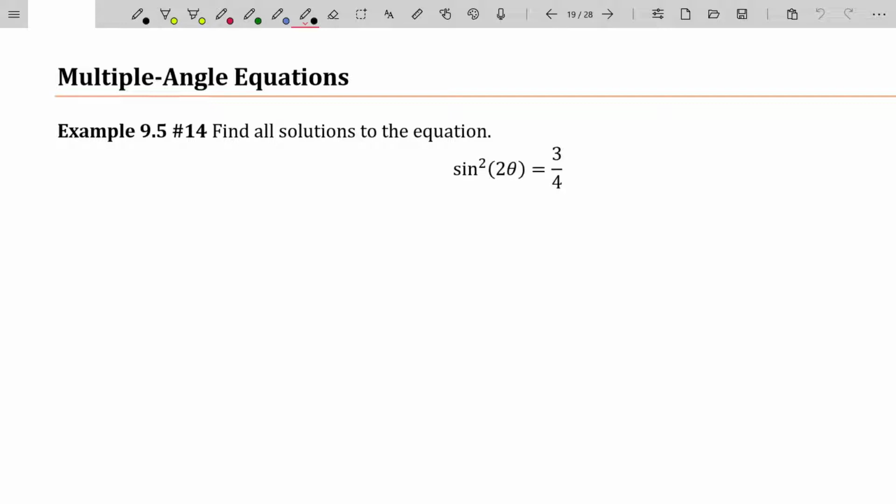This is the fourth video in a series on solving trig equations. The first one was all about the concepts behind solving trig equations, and I had some good advice in there. The second was solving basic trig equations. The third was solving trig equations requiring the use of identities. And the last one is actually using technology, but this one right here is solving multiple angle equations.